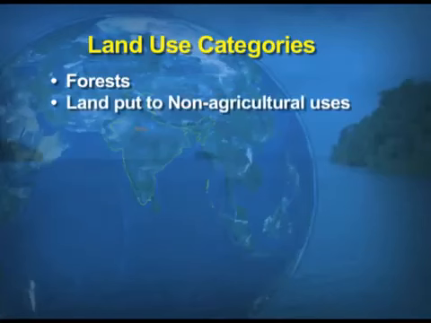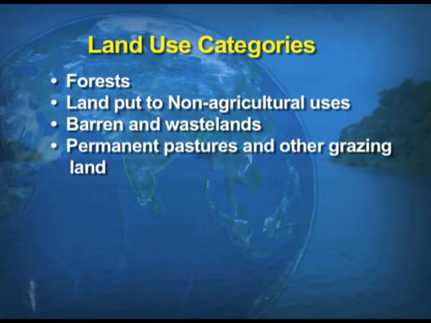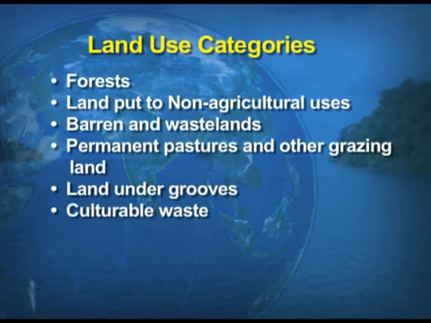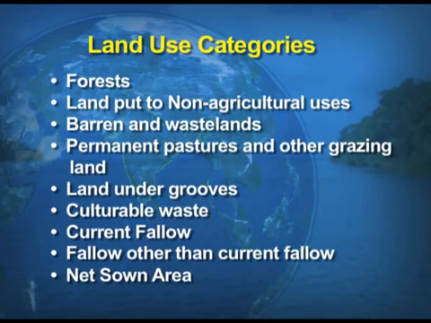Forests, land put to non-agricultural uses, barren and wastelands, permanent pastures and other grazing land, land under groves, cultivable wasteland, current fallow and fallow other than current fallow, and the net area sown. Now dear students, we will be taking up all these categories one by one. Before taking up the categories, I would like to show you this visual.